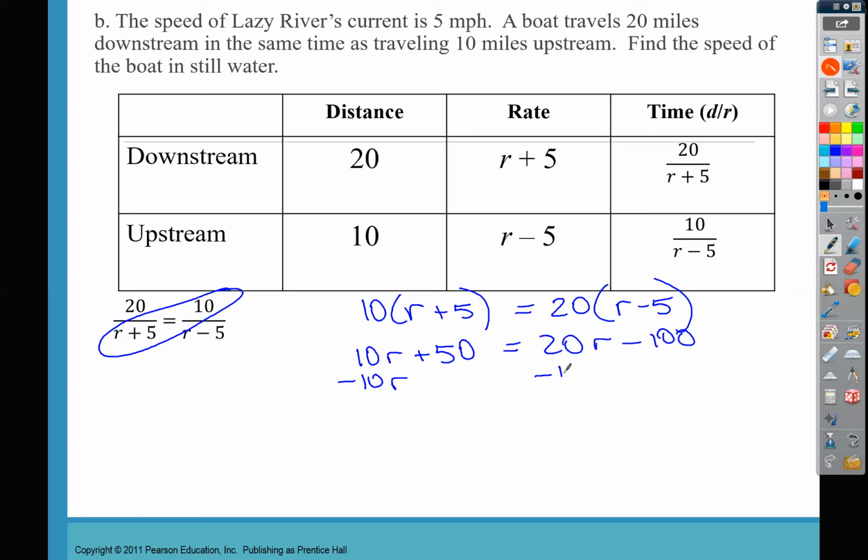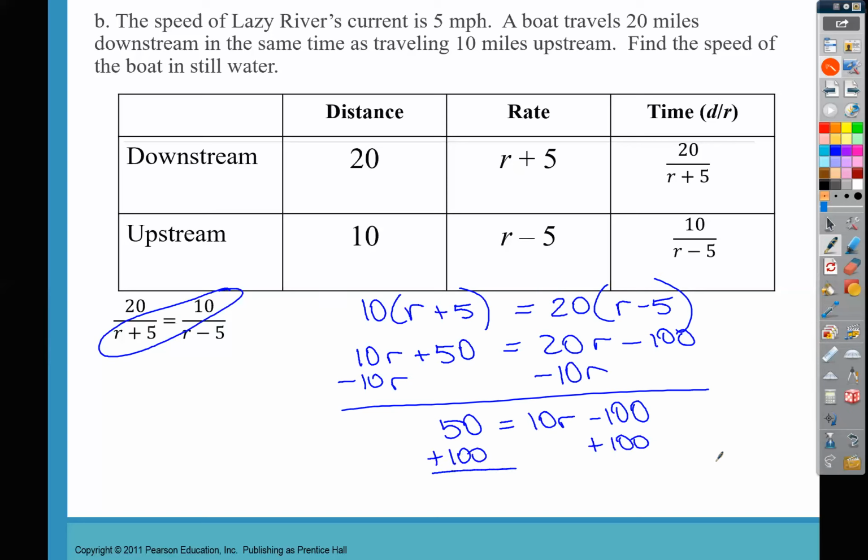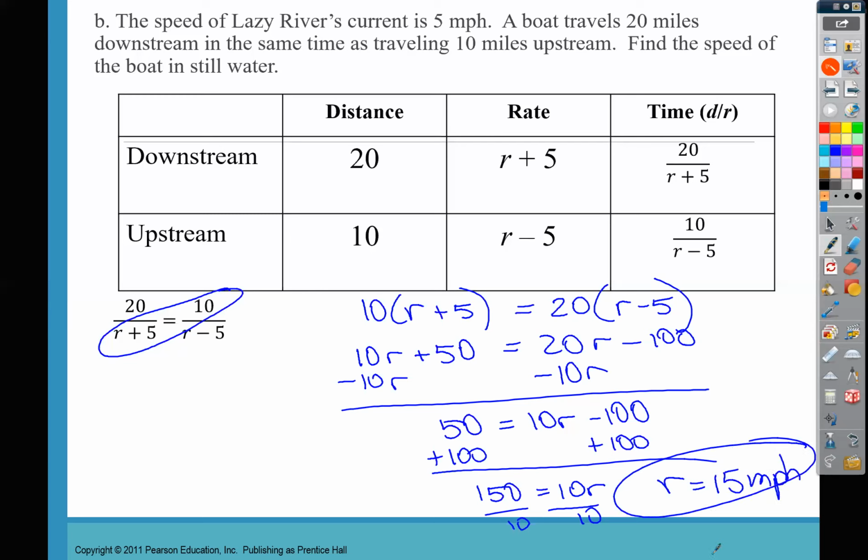Subtract 10r from both sides. You get 50 equals 10r minus 100. So you're going to add 100 to both sides. You get 150 equals 10r. So divide both sides by 10 and you get the rate is 15 miles per hour. So the rate in still water is 15 miles per hour.